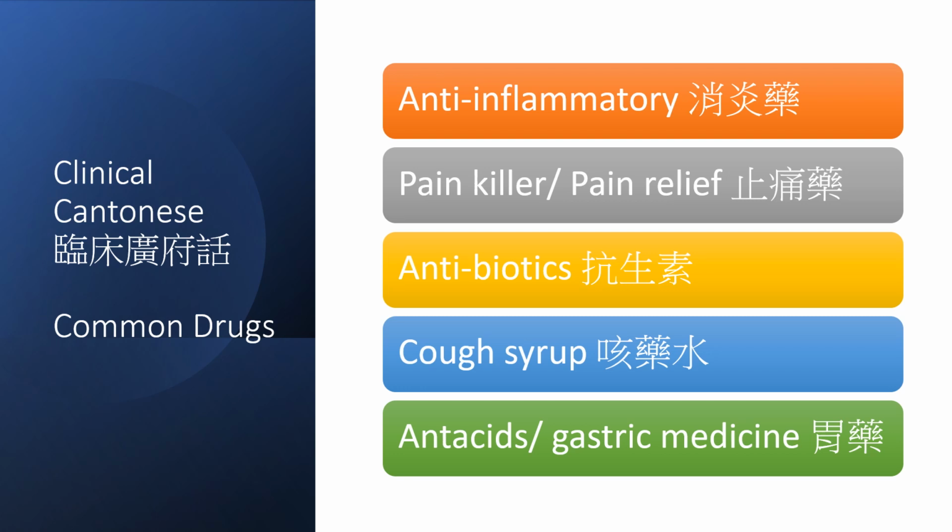And one more type is usually served with some strong anti-inflammatory or strong pain relief: the drugs to protect the stomach. In usual practice, there are two types. One is called antacids, and the other type is gastric medicine. But in Cantonese, we have one common term. We call it 胃藥. If I need to do a hardcore translation, it means stomach medicine, but it stands for the medicine to protect your stomach. 胃藥. Those are the common drugs.